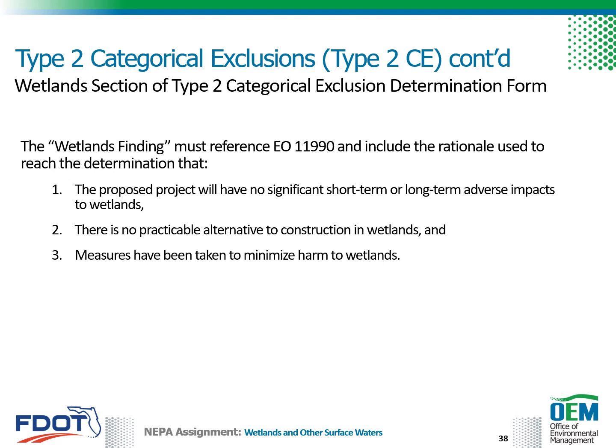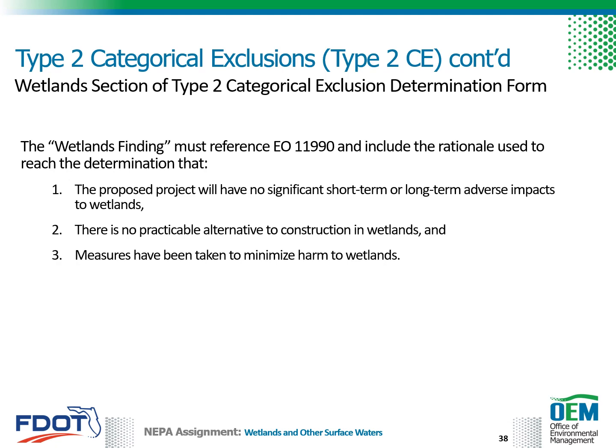There is no practicable alternative to construction in wetlands, and measures have been taken to minimize harm to wetlands. This finding should be concisely summarized in the wetlands section of the Type 2 categorical exclusion, with detailed information contained in the project file in SWEPT. For more information about developing Type 2 CEs, see Part 1, Chapter 5 of the PD&E Manual and NEPA Introductory Course, Categorical Exclusions.